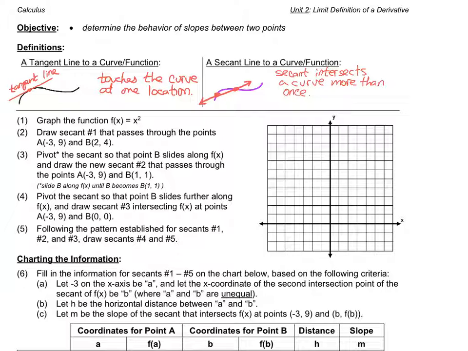All right, so x squared, very easy to graph. And if you're not going to be here tomorrow for some reason, then you just turn it in the next time you are here.